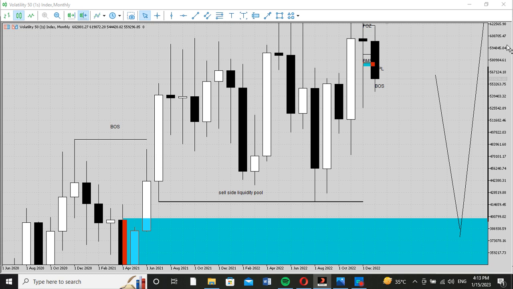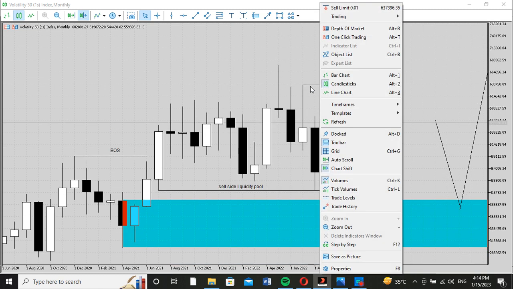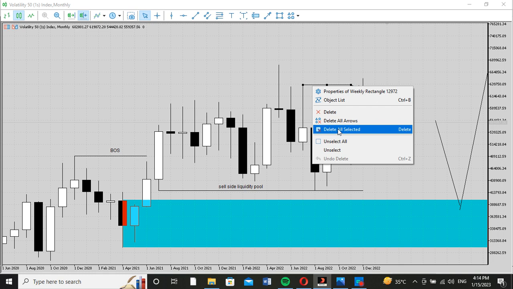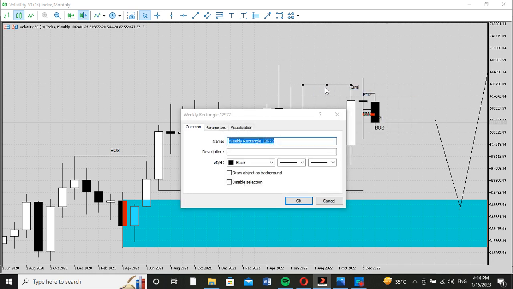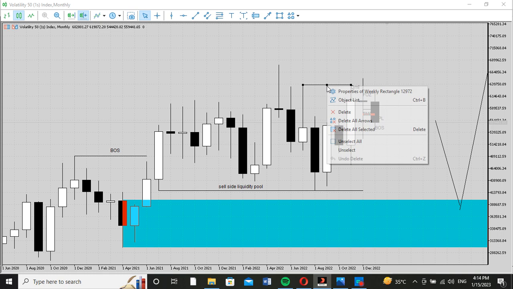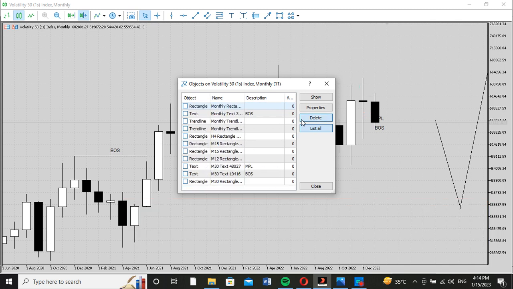Okay, I will start by deleting everything. It's kind of stressful though, but I'll delete everything to show you guys. So properties, we go to object list, then we list all, you mark, you delete. All right, so I have to delete all this.